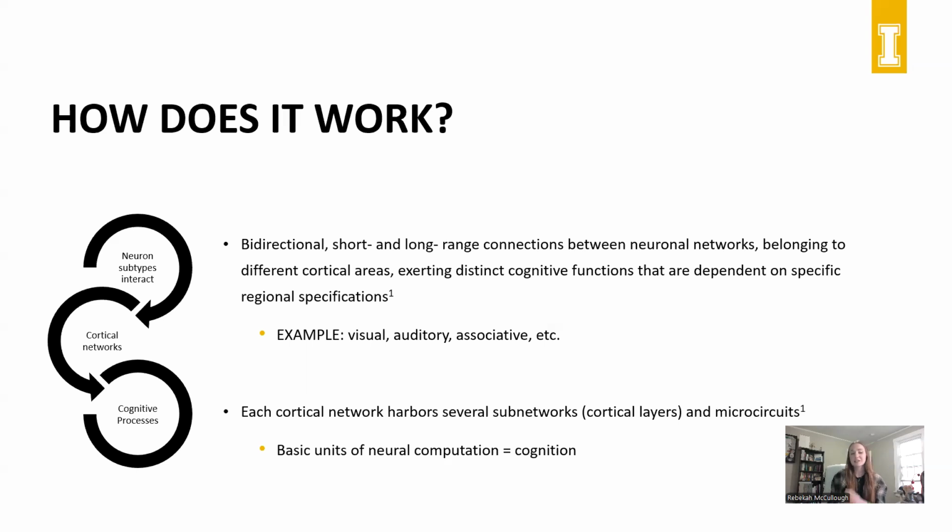Essentially, just to break it down, there are these neuron subtypes that interact together. And together, those make up these cortical networks. And those cortical networks have their own connective properties. They create different brain states. And that's what results in our cognitive processes, things like visual, auditory, associative, all of those things. So each cortical network harbors several subnetworks, or cortical layers and microcircuits. And these basic units of neural computation are what we call cognition.